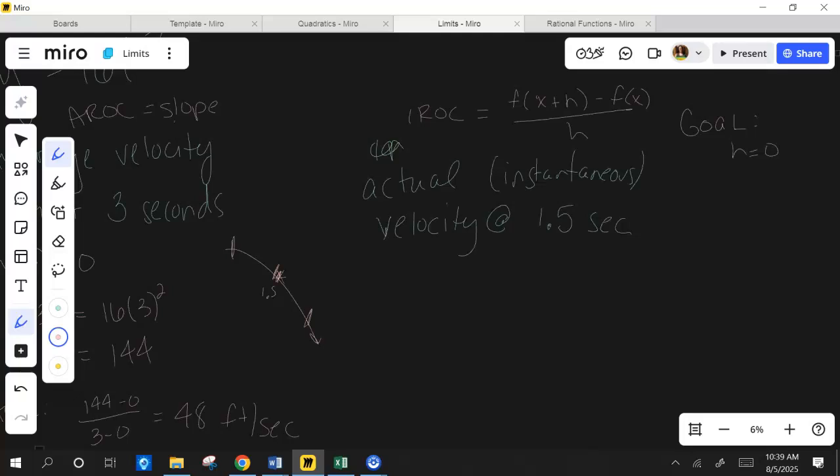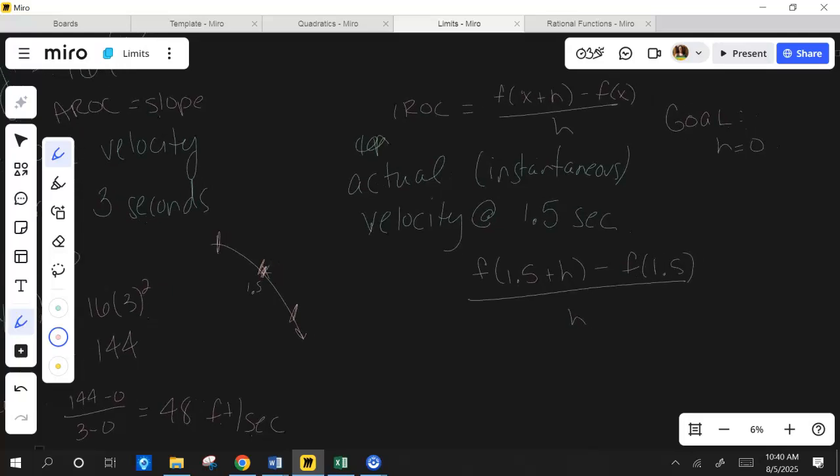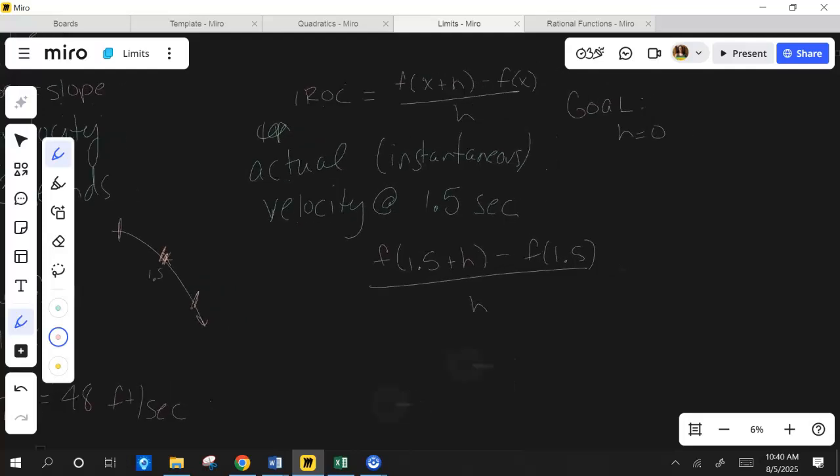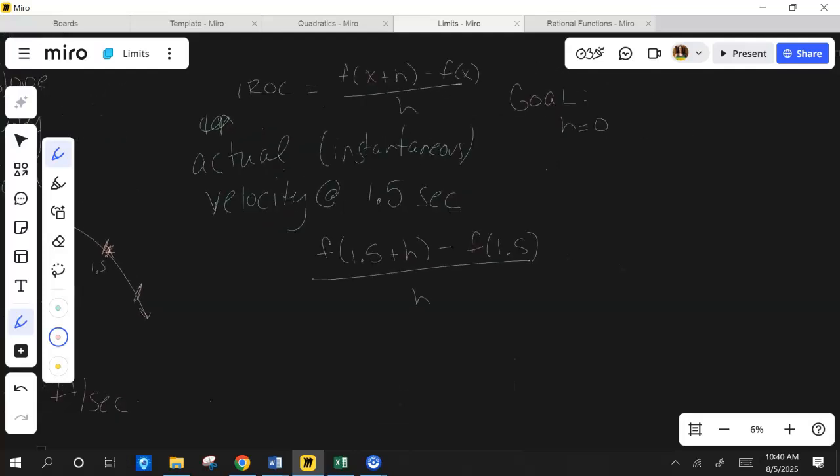Yes. So if I want it at 1.5, I need to say f of 1.5 plus h, minus f of 1.5, over h. This is where I came off to the side to work the algebra so I didn't lose myself in the problem. What is f of 1.5 plus h? What is f of 1.5?